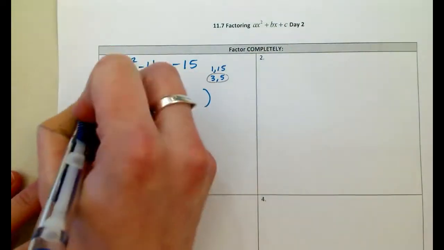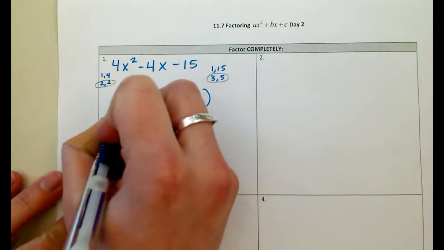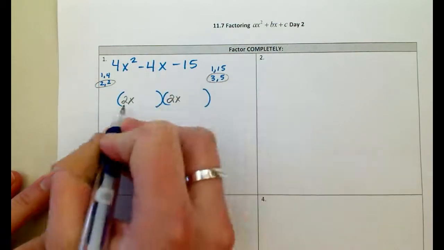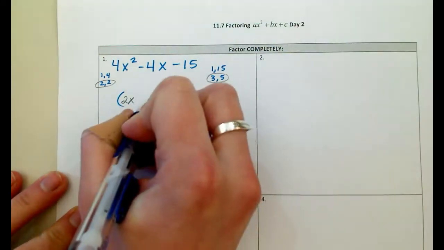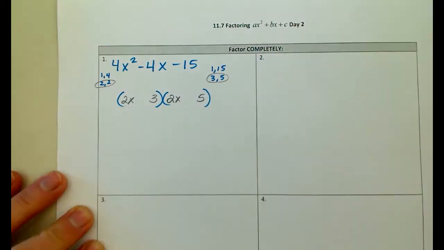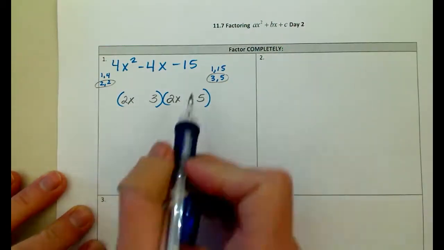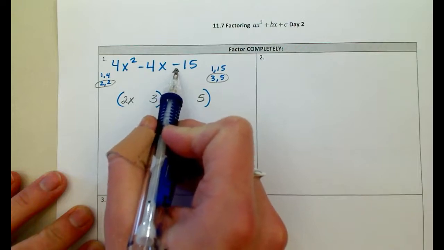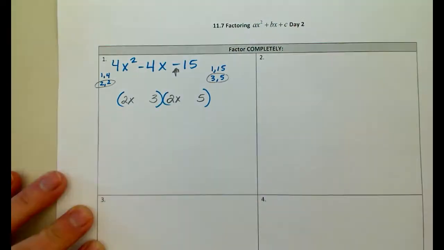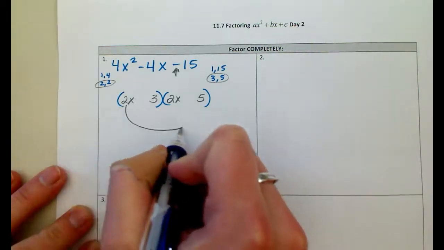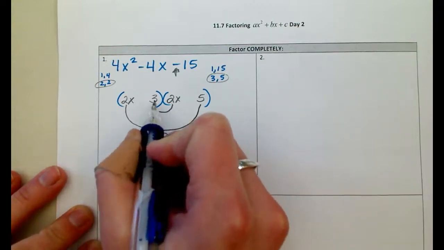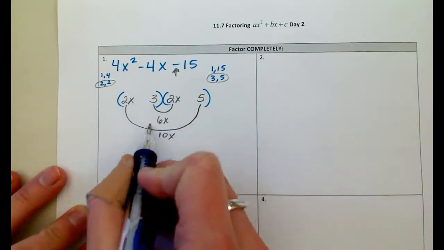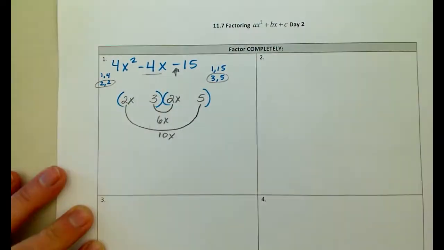The first one I'm going to put in is 2 and 2 for my 4x squared. So 2x and 2x would multiply back to 4x squared. Then I'm going to place my 3 and my 5 in the other terms and guess and check. Since this sign is negative, I know the signs are different, but I don't know what they need to be. When I check, 2x times 5 gives 10x, and 3 times 2x gives 6x. These middle terms are very close to this negative 4.